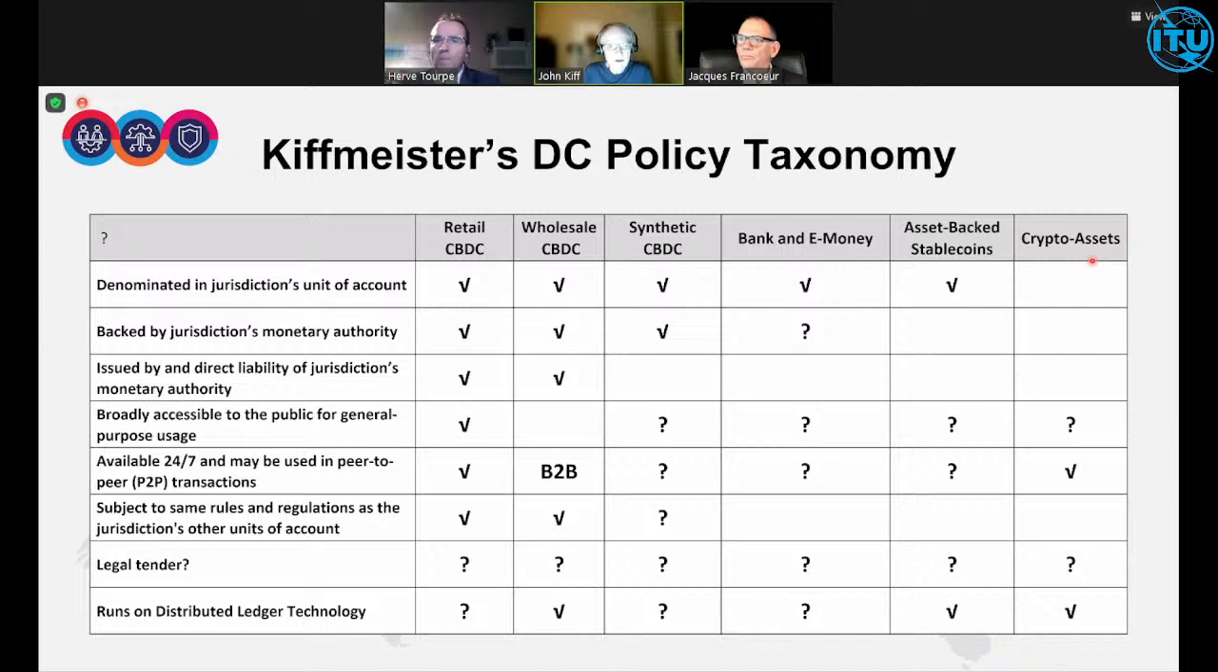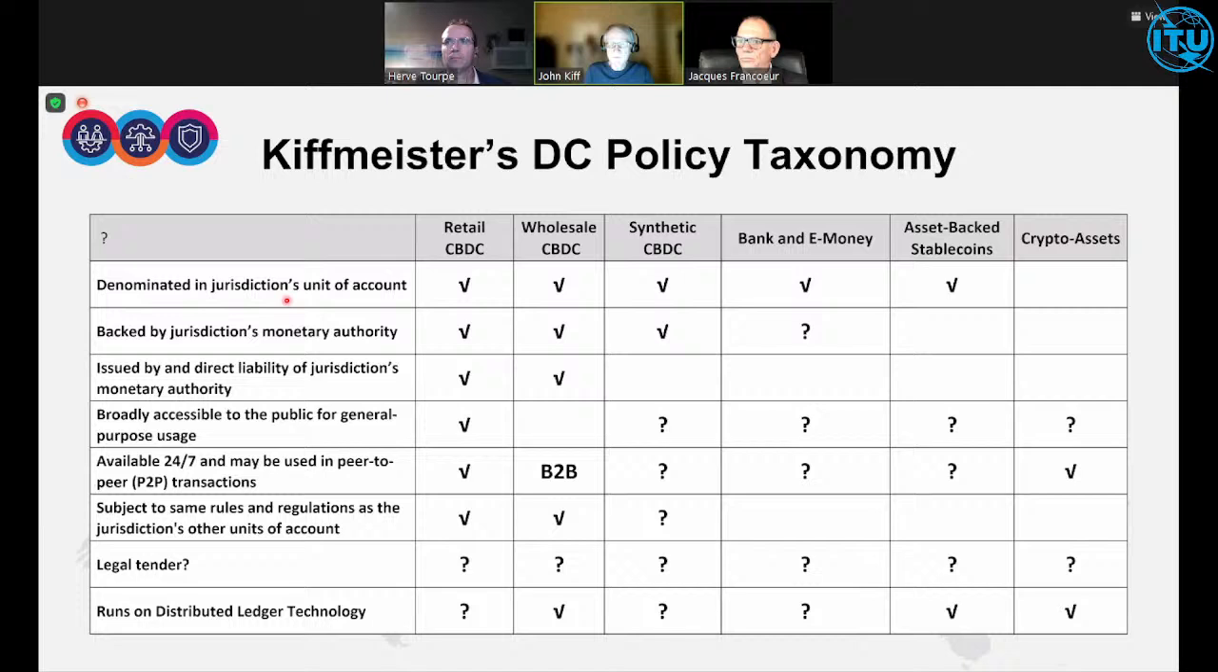But you can see here that there are at least three things that differentiate a CBDC from a crypto asset. You can see that it's typically denominated in the jurisdiction's unit of account. So for instance, a US CBDC issued by the Fed would be denominated in US dollars. Bitcoin is not. It's not denominated in anybody's unit of account, although some might argue that El Salvador might be changing that picture a little bit.